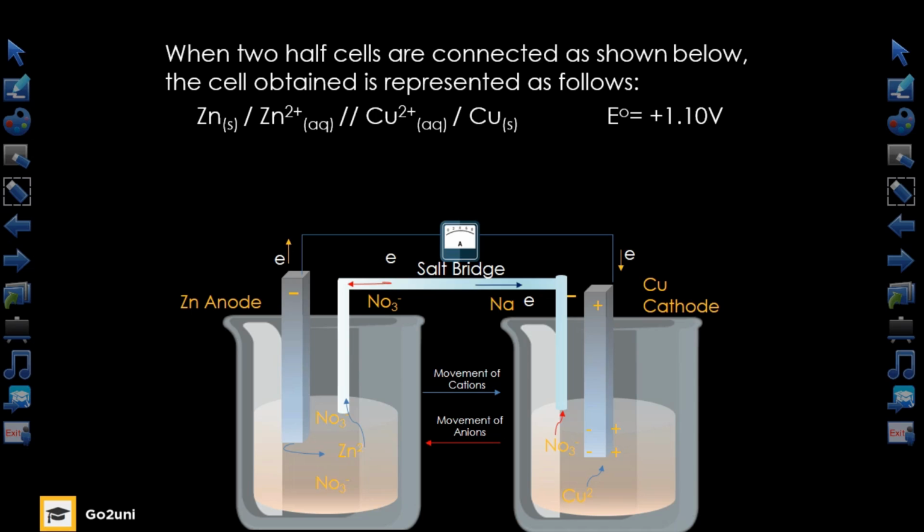So this is actually simply telling us that zinc has been oxidized from zinc 0 oxidation state to zinc 2 plus oxidation state, while copper has been reduced from copper 2 plus oxidation state to copper 0 oxidation state. So this is actually how electrodes are used in a given electrochemical cell or being represented. Now, this is for zinc and copper.